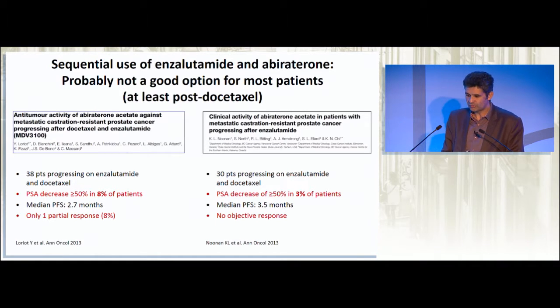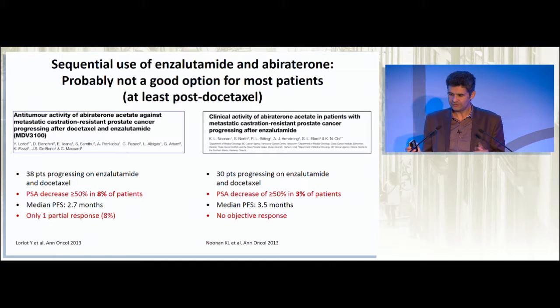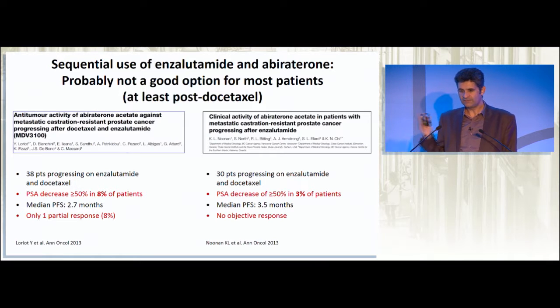This is, for example, our own experience to the left for patients who have failed chemotherapy but also enzalutamide, and we gave abiraterone a try, but really it didn't work, with just 8% of patients benefiting, and the Canadians reported pretty much the same results, 3% of patients achieving a PSA response.